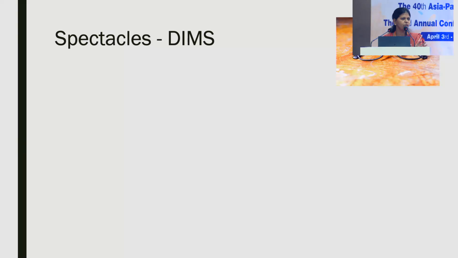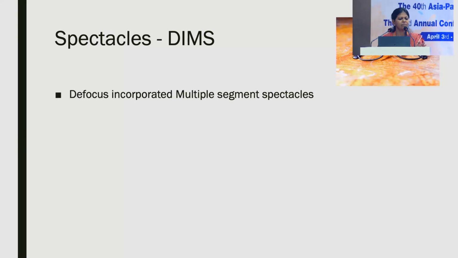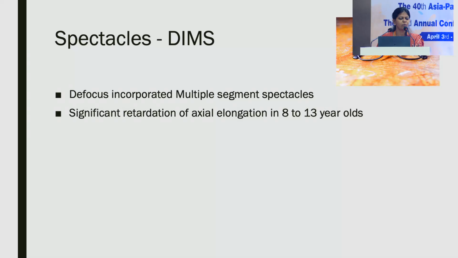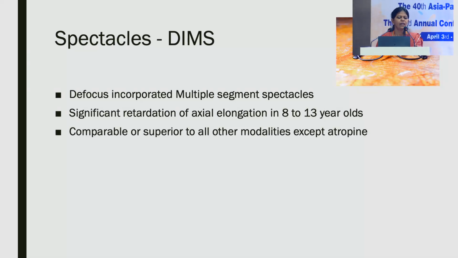And now the current go-to glasses is the DIMS glasses, defocus incorporated multiple segment spectacles. There are several options from this which we can choose. Significant retardation of axial length elongation in 8 to 13-year-olds has been well demonstrated. Comparable or superior to all other modalities except probably atropine, which is still superior. More useful in peripheral hyperopia if it is documented. That is where peripheral refraction comes in as an important tool for myopia evaluation.